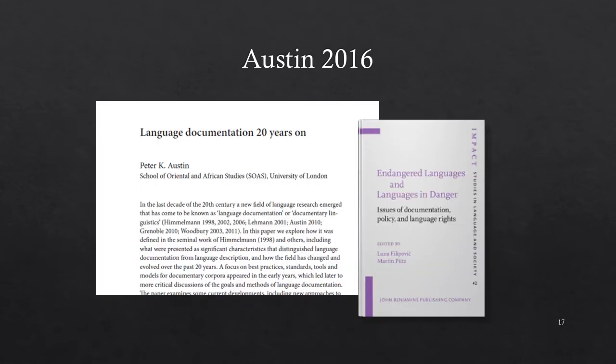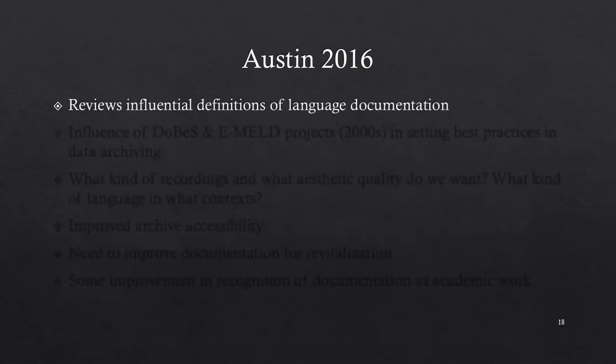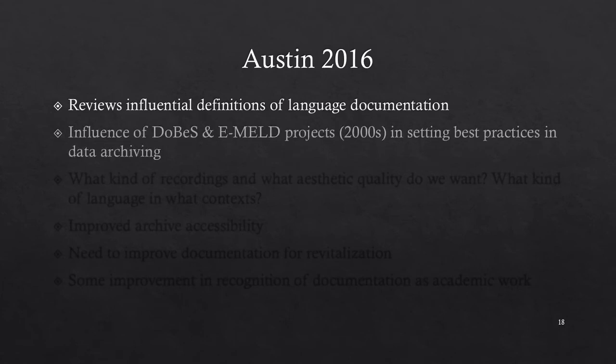The next paper we're going to look at is Austin 2016, which is a retrospective looking at 20 years of progress in language documentation. This paper reviews a number of influential definitions of language documentation, and looks at the influence of two large projects in language documentation, the DOBES project and the ELAR project, particularly in their emphasis on setting best practices in data archiving.